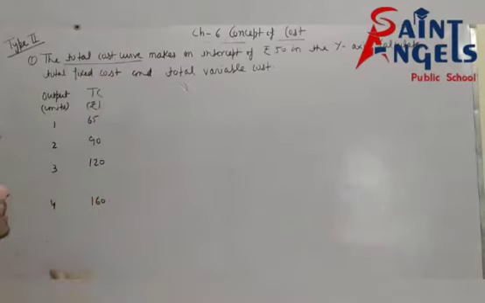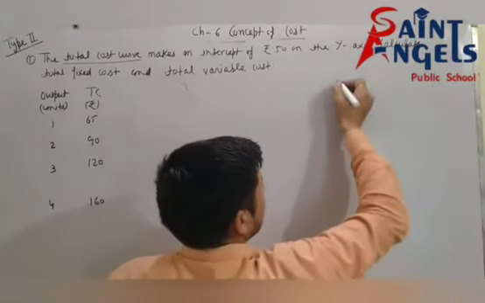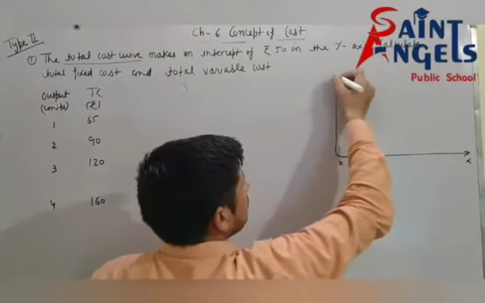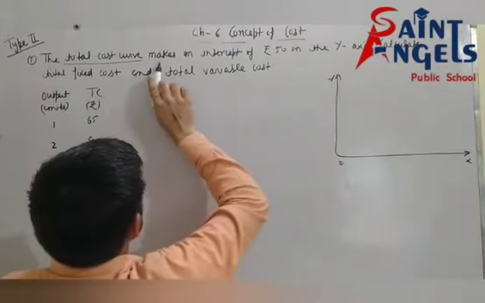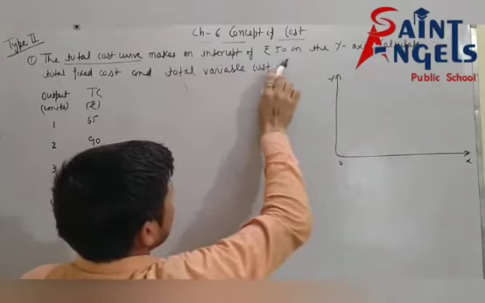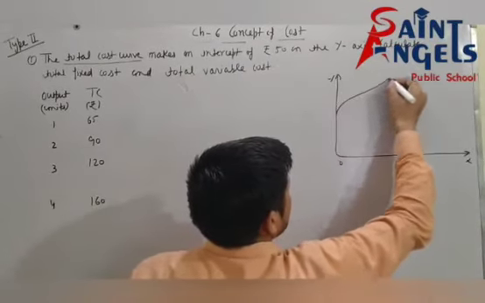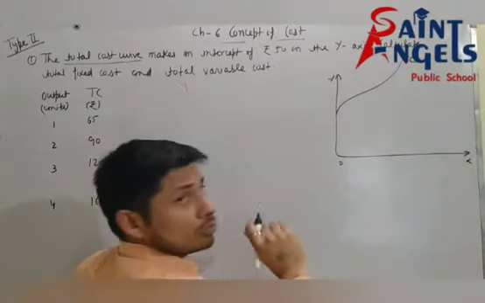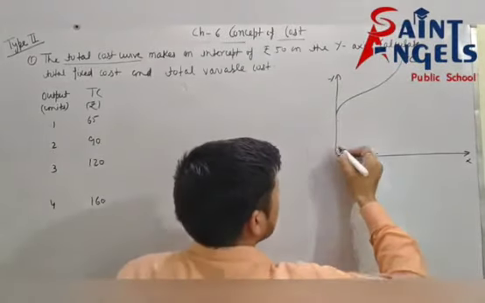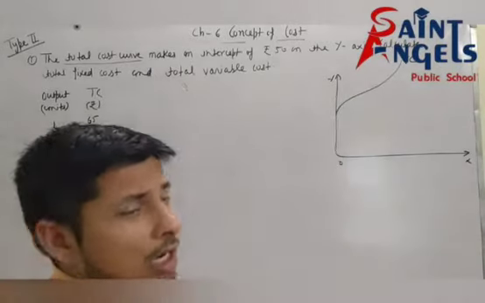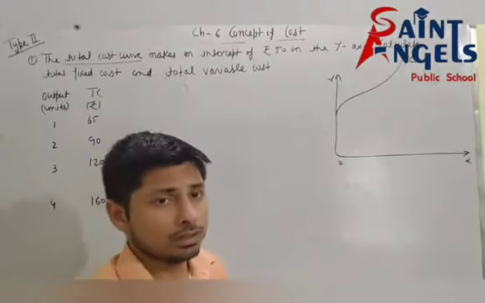Now, the total cost curve makes an intercept of rupee 50 on the y axis. Please make a diagram according to this statement. Suppose this is TC. Always remember, at zero level of output, TC is equal to TFC.